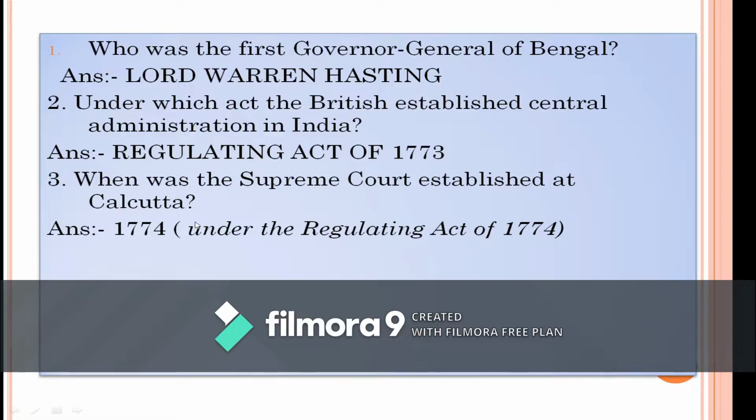Under the Regulating Act of 1773, the Supreme Court was established in 1774. Keep in mind, under the Regulating Act of 1773, the earlier 1774 was a typing mistake.